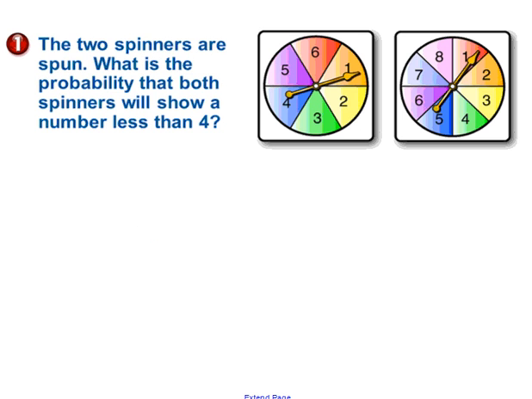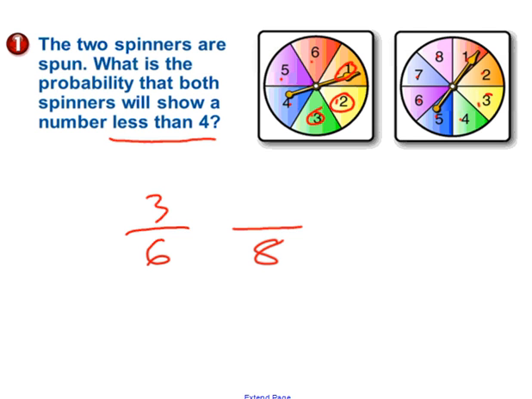Two spinners are spun. What is the probability that both spinners will show a number less than 4? Well, this first one has 6 different possible outcomes: 1, 2, 3, 4, 5, 6. And numbers less than 4, there's 3, 2, and 1. So there's a 3 out of 6 chance of getting a number less than 4 on the first one. On the next one, there's 1, 2, 3, 4, 5, 6, 7, 8. There's 8 different possibilities. And numbers less than 4 are 3, 2, and 1. So there's 3 out of 8.